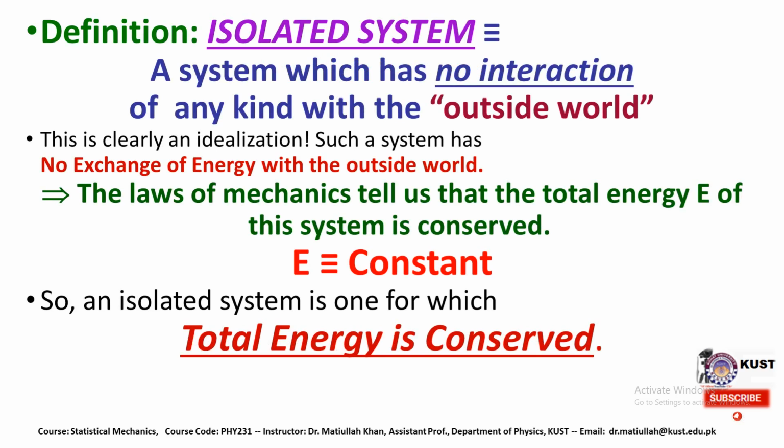So let's come toward the understanding of isolated system. Normally we consider an isolated system to be a system which has no interaction with the outside world. So this is a type of ideal phenomena in which we consider that it is not exchanging energy or particles with the outside world. So if we look toward it, the laws of mechanics tell us that the total energy of this system is conserved because it is not exchanging the energy and the particles with the surrounding. So that is why the total energy of any particular isolated system is always conserved. So this is one of the basic properties of the isolated systems, that its total energy is known to us and it is conserved.